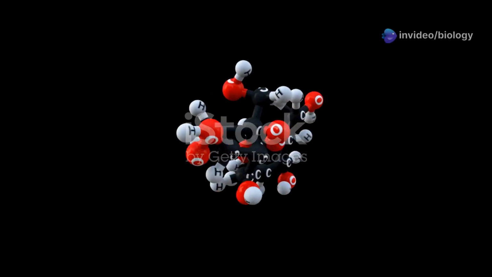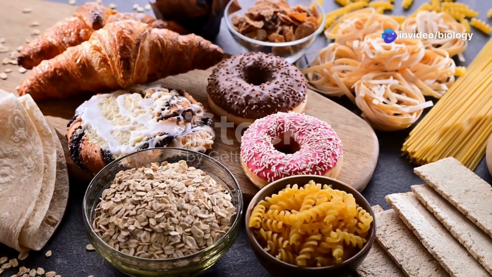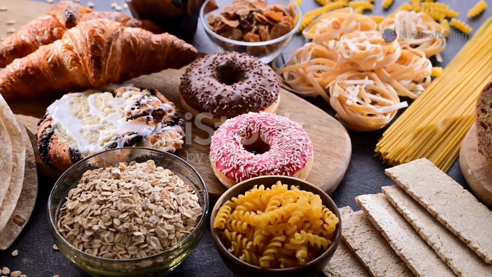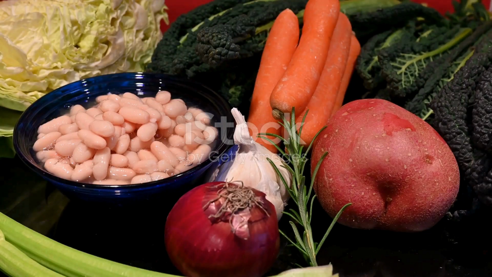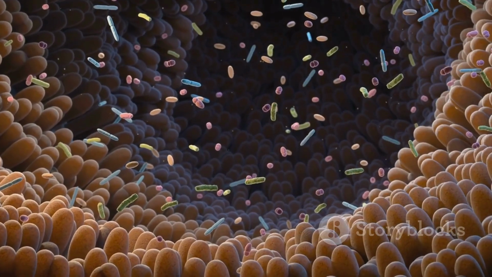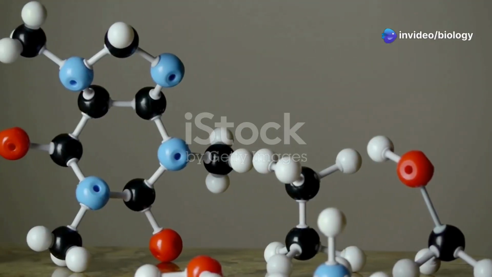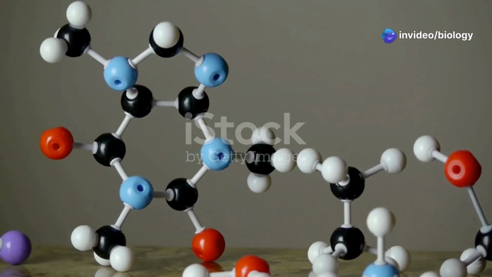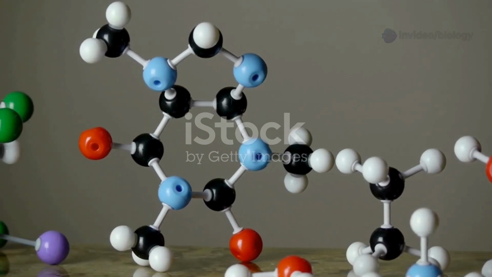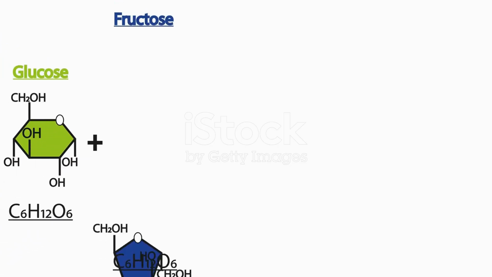Oligosaccharides contain 3 to 10 monosaccharide units linked together. They are less common in diets than other types of carbohydrates. Some oligosaccharides can be found in beans and root vegetables, and they can act as prebiotics, promoting the growth of beneficial gut bacteria. Polysaccharides, or complex carbohydrates, are long chains of many monosaccharide units joined by glycosidic bonds. These chains can be linear or branched.